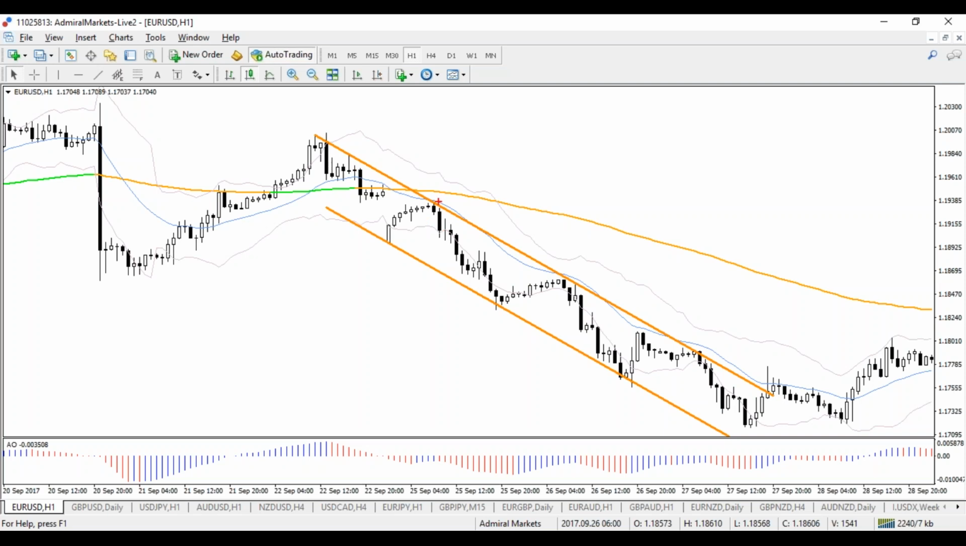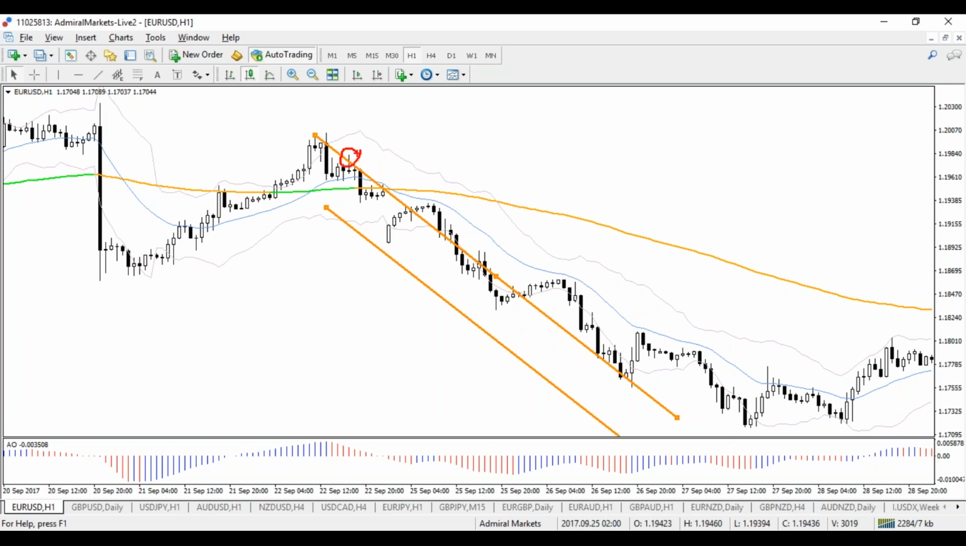If you think that the channel that cuts through wicks has a better angle and has more hit points, go for it. Or draw both. If you think that the trend channel that respects the wicks tops is better, go for that one. For instance, if this channel would have looked better, and I cut a little bit through this wick, fine by me. But in this case, we know that this one is the better one.